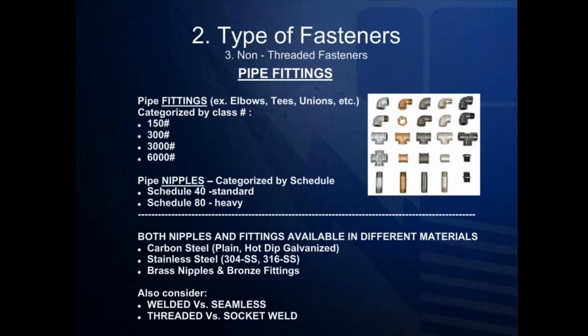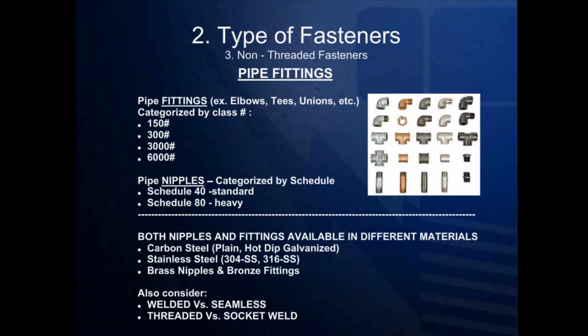These are classified according to their class number, like class 150 or 300 pound, 3,000 pound, or 6,000 pound. This correlates to how thick the pipe fitting is and is directly proportional to the amount of pressure that it can withstand. Pipe nipples, on the other hand, are categorized by a schedule. A Schedule 40 is your everyday standard pipe nipple, whereas a Schedule 80 would be a more heavy-duty nipple. Both nipples and pipe fittings are available in a wide variety of different materials.